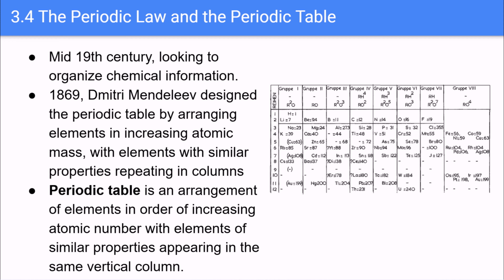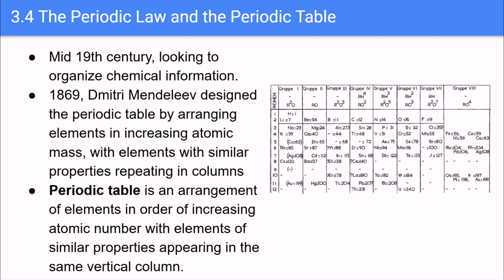So for example, if we look at the top part where it says group 1 and underneath that it says R2O, what that means is that everything in that column reacts with oxygen in a 2-to-1 ratio. So for example, hydrogen reacts with oxygen to form H2O. Lithium reacts with oxygen to form Li2O. Sodium reacts with oxygen to form Na2O, and so on as you go down the group.